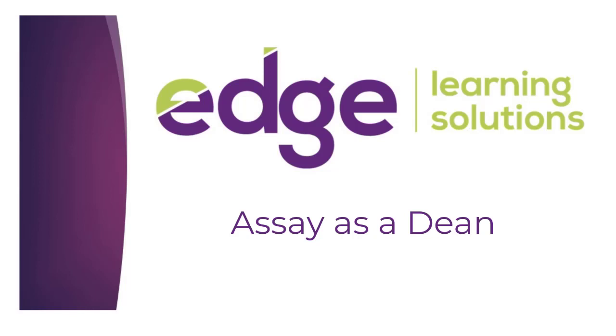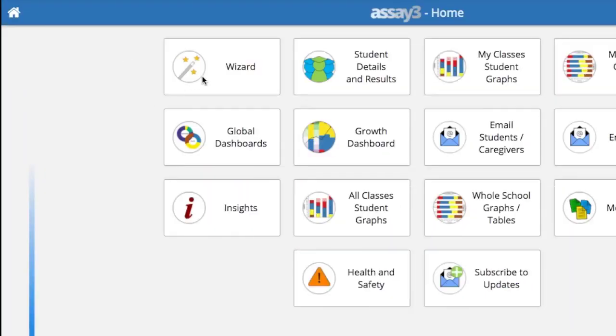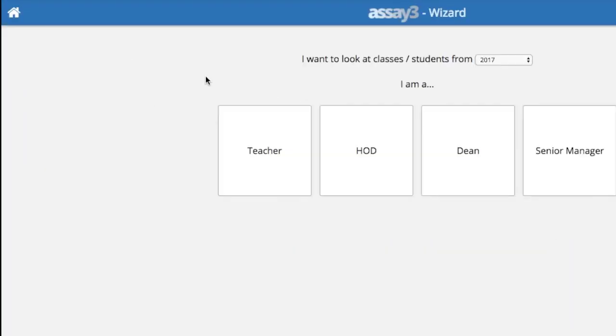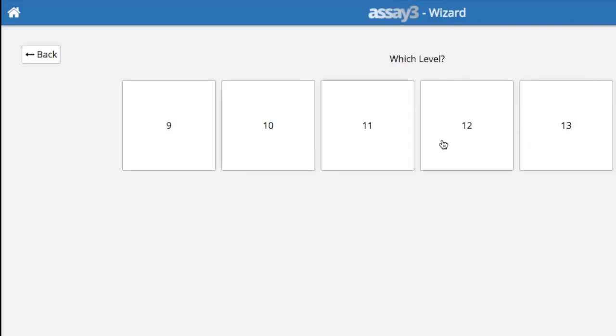In this video, we're going to have a look at using Assay as a dean. The first thing that's going to be helpful to do is come into the wizard and have a look at the Dean mode. What this gives us is a selection of a particular year level or a specific tutor group if you're after it.